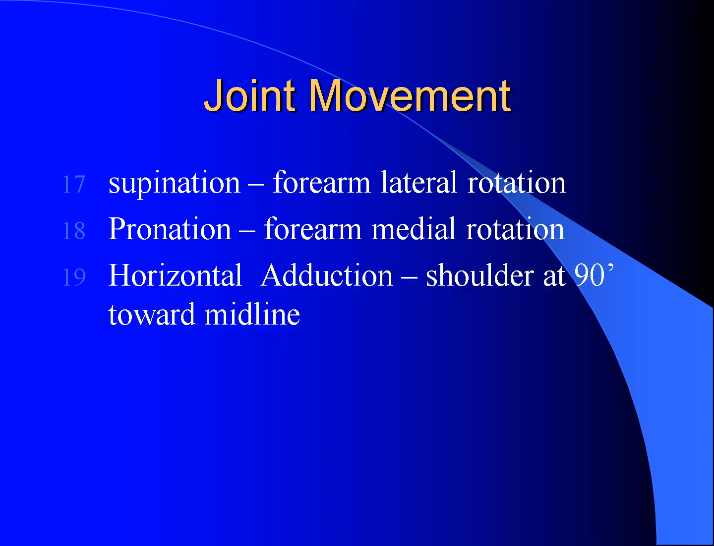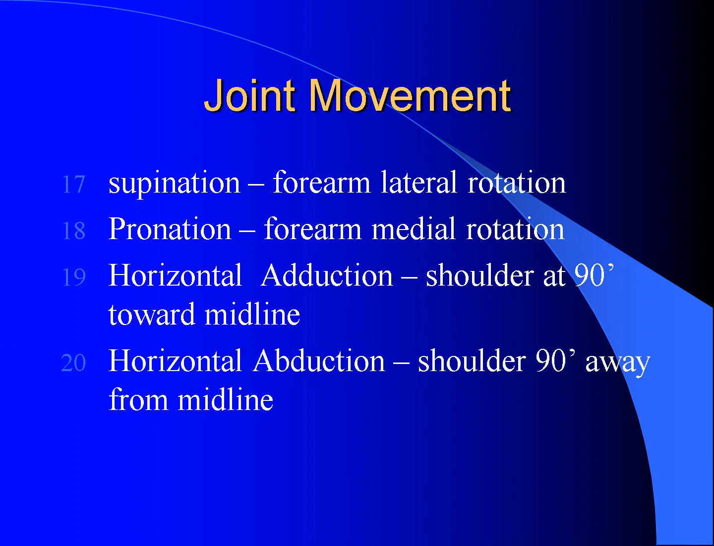Horizontal adduction: if we begin with our shoulder at a 90-degree flexed position straight out in front of us, and we move our entire arm towards the midline, keeping your elbow straight, that's horizontal adduction. Also, moving from that 90-degree flexed position away from midline is horizontal abduction.